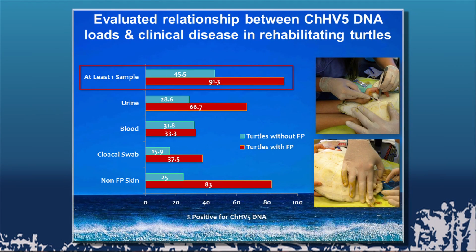And you can see that turtles with FP had a lot more samples that were positive, but it was pretty interesting that we had these asymptomatic animals that also had positive samples. So basically telling us we have asymptomatic infections in some green turtles.